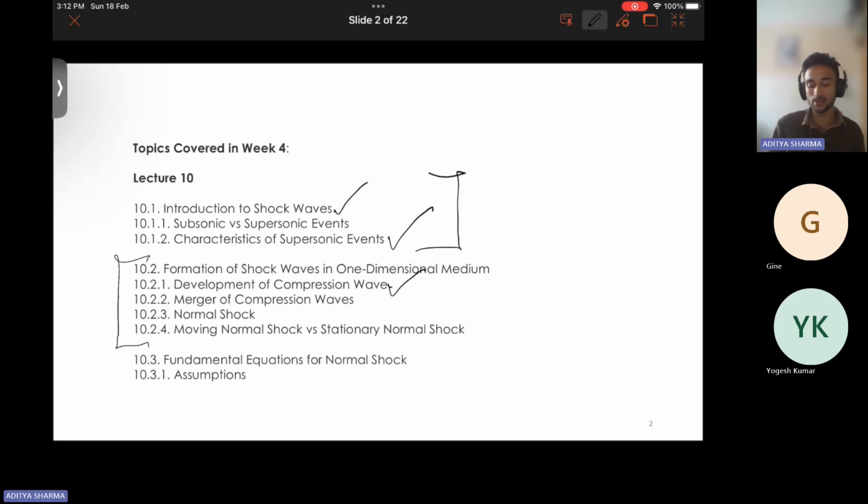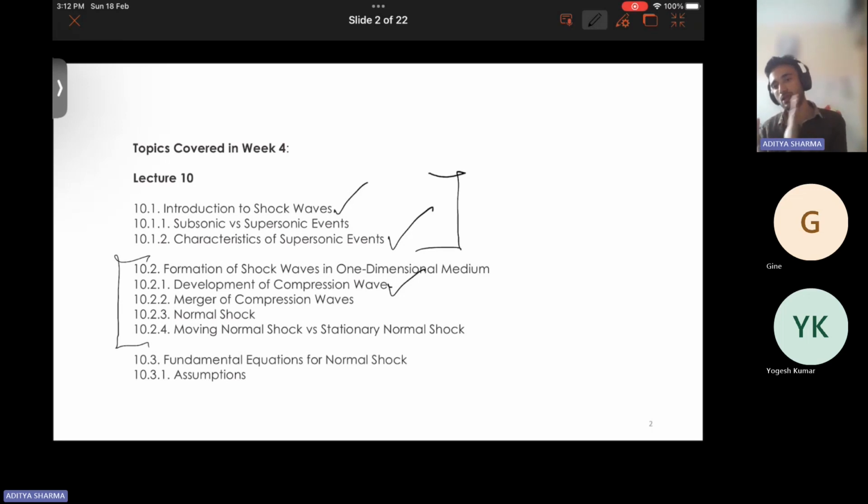Next subheading is the merger of compression waves. This has been discussed, like how these compression waves merge, because it is seen that if there is one compression wave moving in one direction and we increase the piston's velocity, the next compression wave's velocity would be greater than the velocity of the previous compression wave.